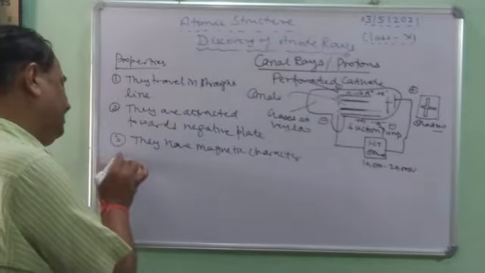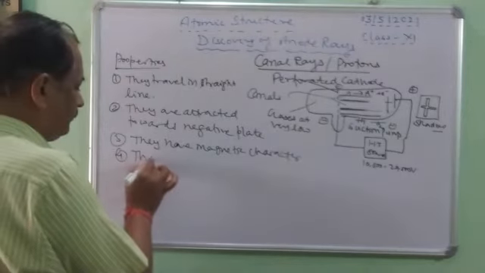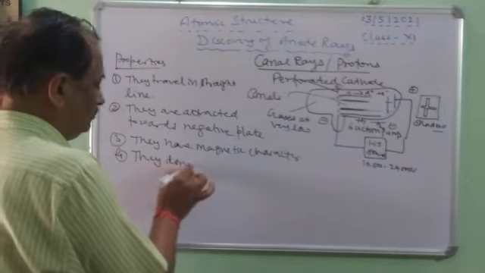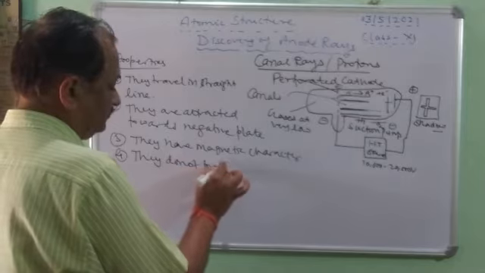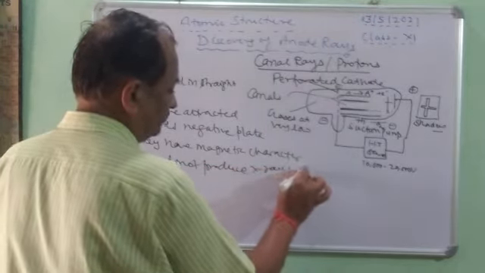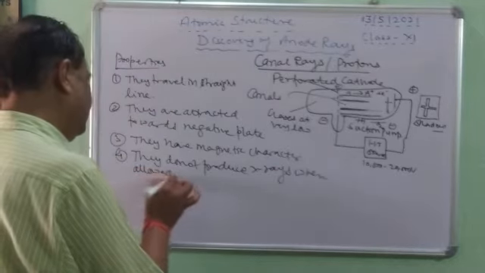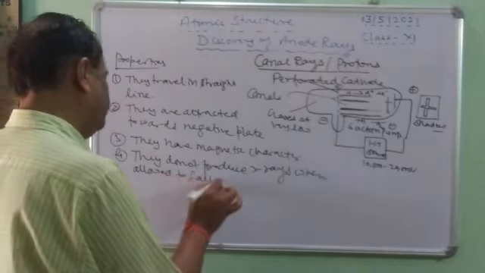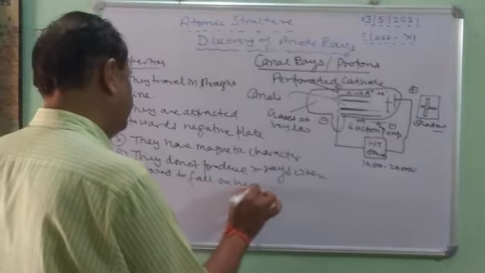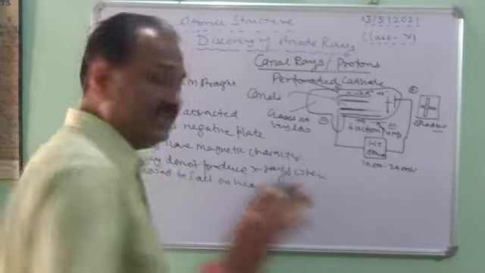Now the contrasting feature, children, is that they do not cause X-rays. They do not produce X-rays when allowed to fall on heavy metal. So X-rays are not produced.